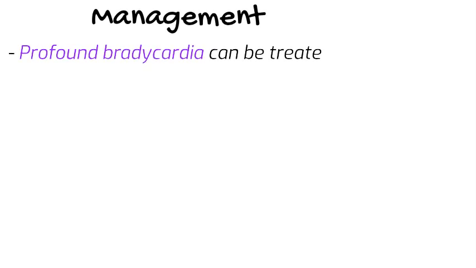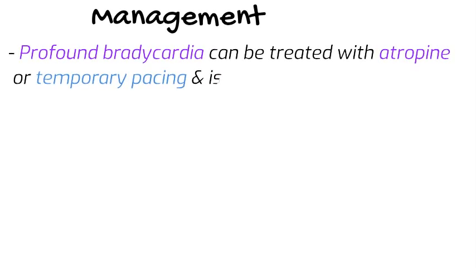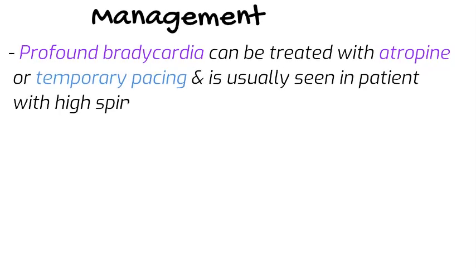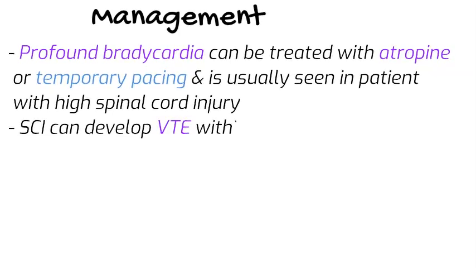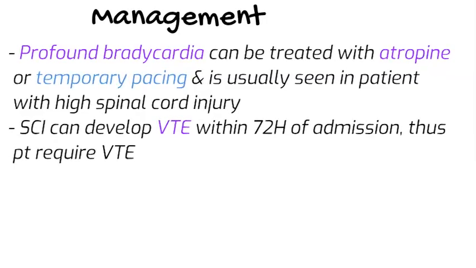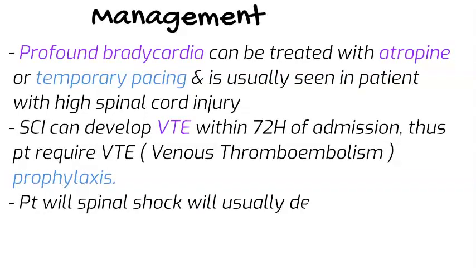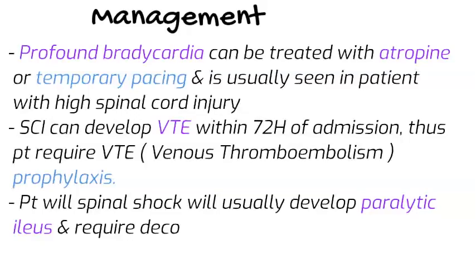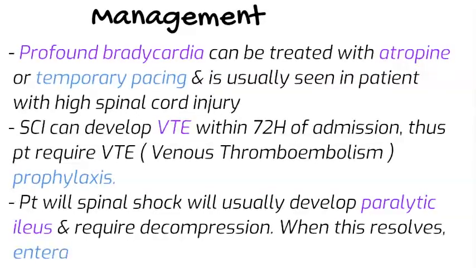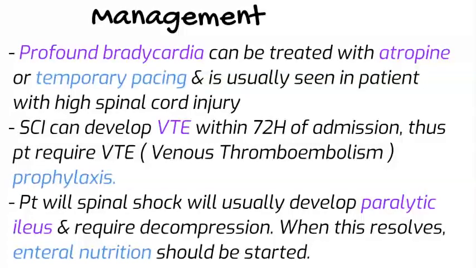Other management in spinal cord injury. Profound bradycardia can be treated with atropine and temporary pacing, and is usually seen in patients with high spinal cord injury. Spinal cord injury can develop venous thromboembolism (VTE) within 72 hours of admission. Thus, patients require VTE prophylaxis. Patients with spinal shock will usually develop paralytic ileus and require decompression. When this resolves, enteral nutrition should be started.